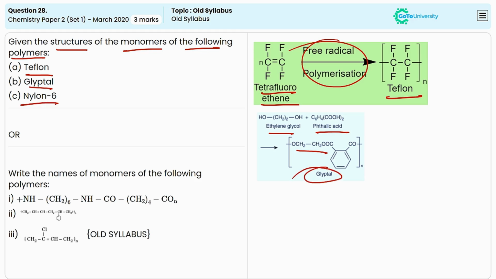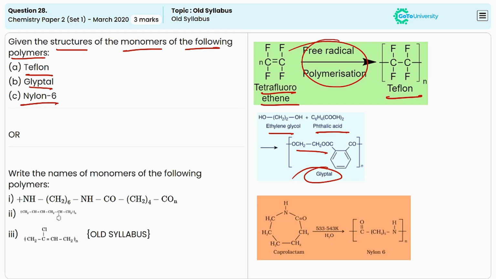The third one given is nylon 6. Nylon 6 is also known as polycaprolactam and this is a synthetic polymer made from the polymerization of caprolactam. They are known for their strength, elasticity and resistance to abrasion.